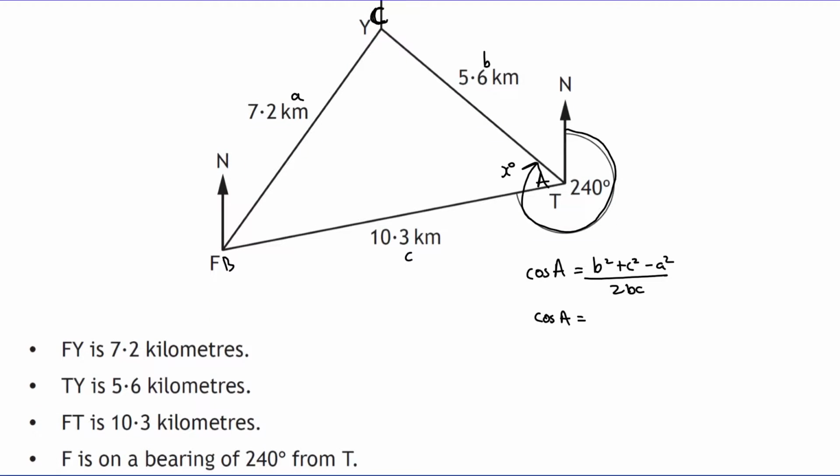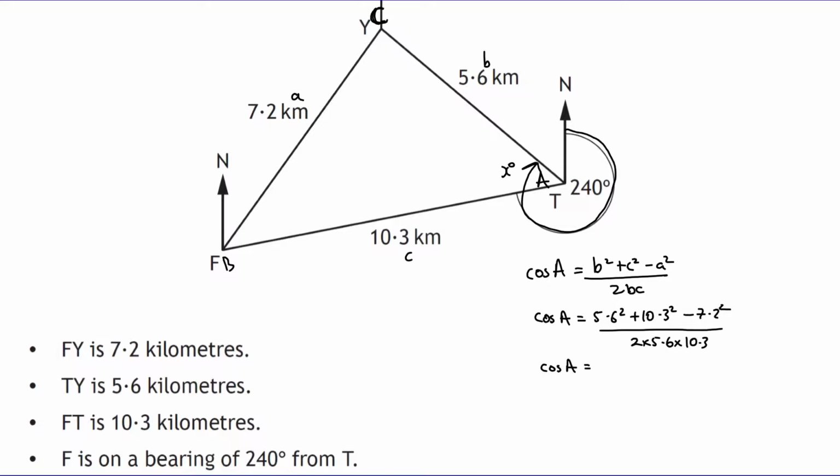b squared plus c squared. So we've got the two sides here. The b and the c are interchangeable here because we're just adding them. So if we had them the other way around, it would still give us the same answer. So 5.6 squared plus 10.3 squared minus 7.2 squared all over 2 times 5.6 times 10.3. Once we've got that, we type that into the calculator. It should give us a little decimal answer.